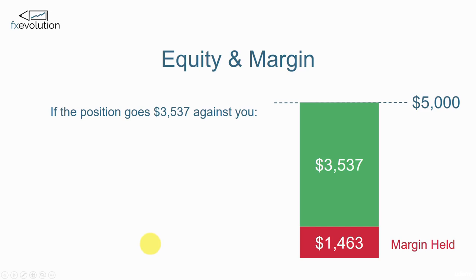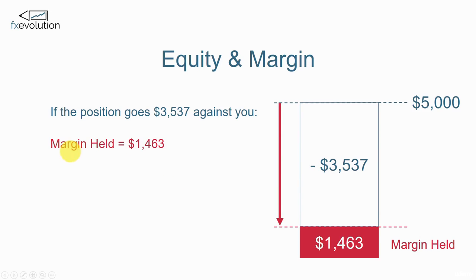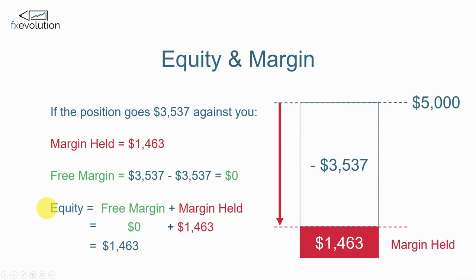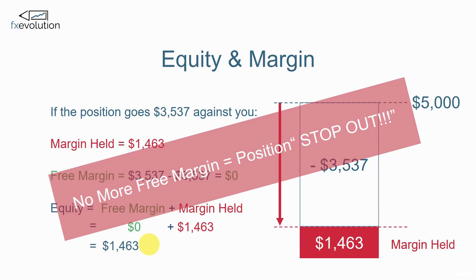Now let's take a look at if the position goes very badly and goes against us. Obviously not an ideal situation. If the position went $3,537 against us, so all of our free margin, the margin held would still remain the same. Our free margin would go to zero, however, and it would mean that if we were to close the position currently, our equity would only be $1,463. With brokers, this will mean that you have no more free margin and the position will be stopped out instantaneously. This is called a margin call, and this is how a margin call works.